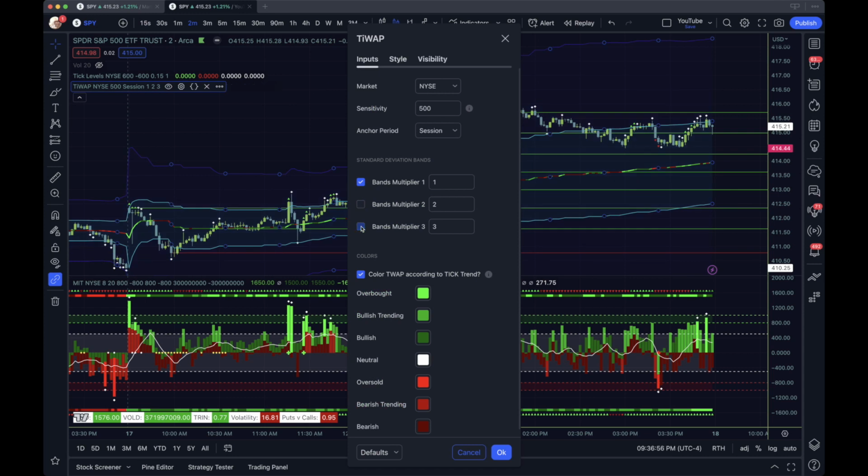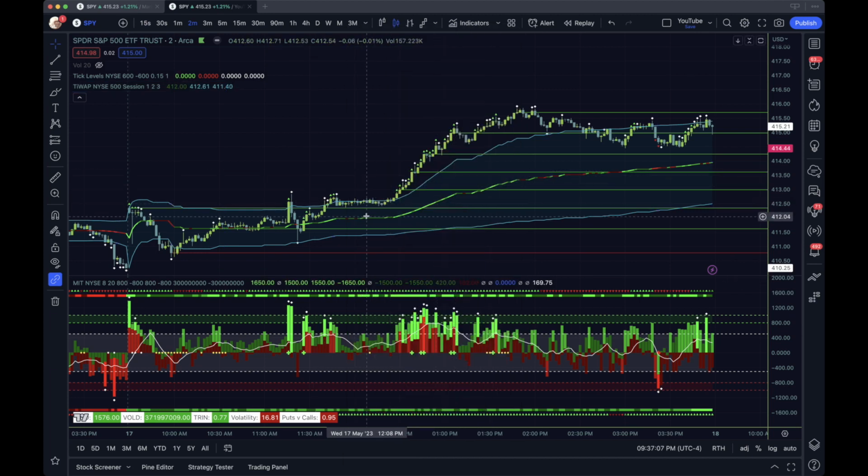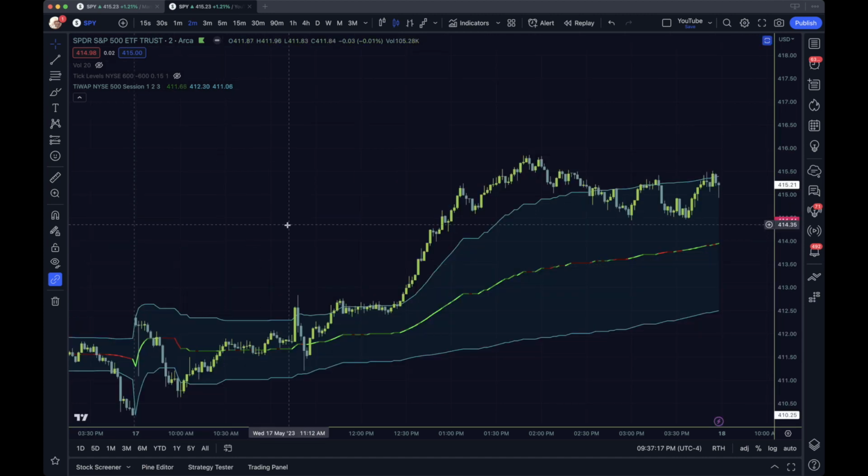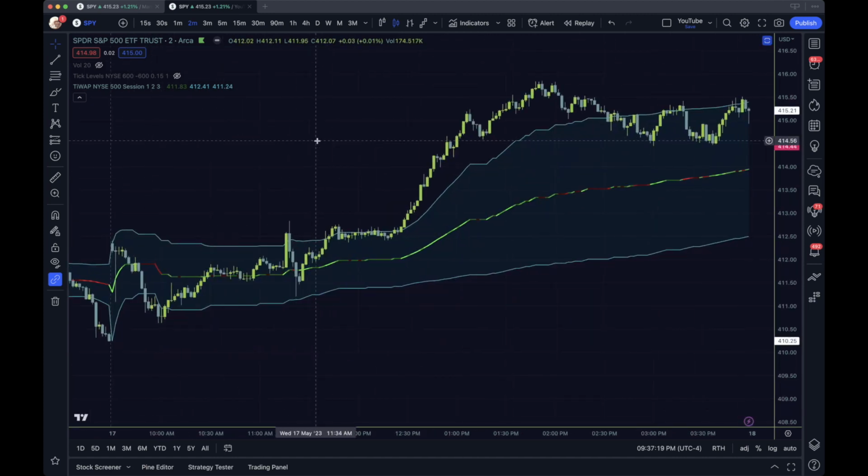So if we leave just the standard deviation 1 band on, the other setting I have is to color the TiWAP according to tick trend. If tick is trending up or down, you will see that represented in this line. So maybe you don't use tick levels. Maybe you don't even use MIT, right? Maybe you just close all that down. You want a simpler chart.